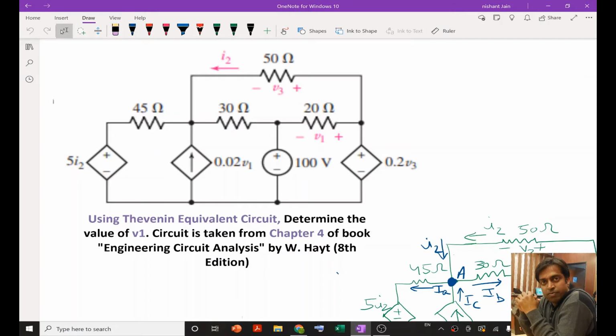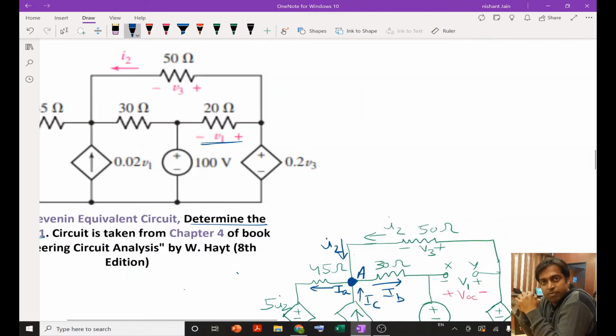Hello students, in this video lecture I am going to explain how you can draw the Thevenin equivalent circuit for this particular circuit, and you need to determine the value of V1, meaning the voltage across this 20 ohm resistor. So first of all we need to draw the Thevenin equivalent circuit.